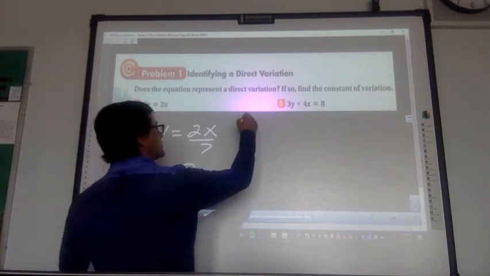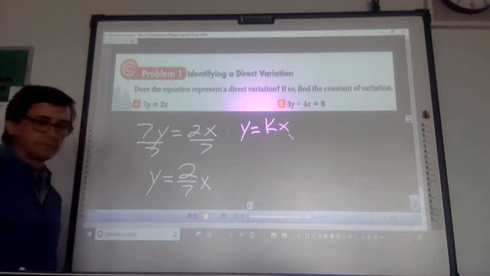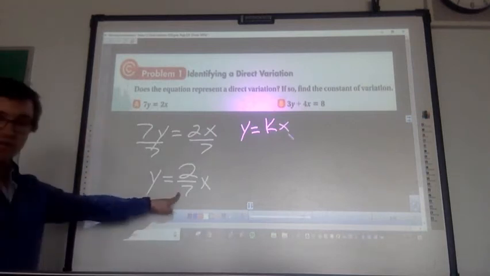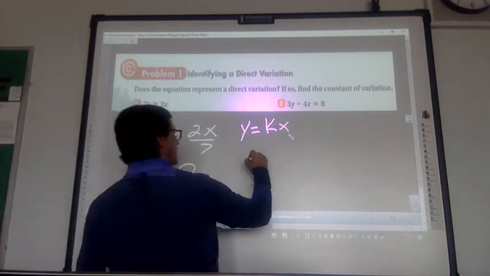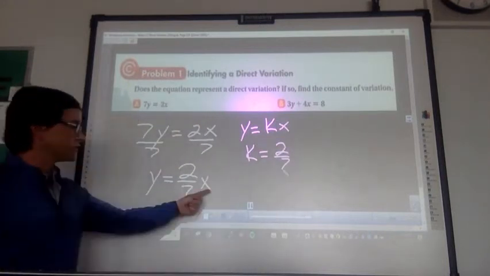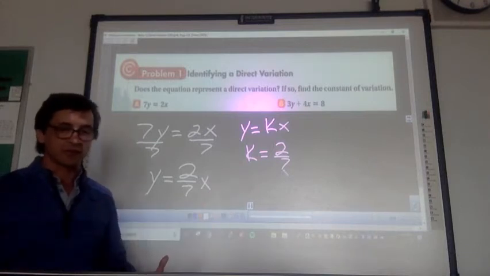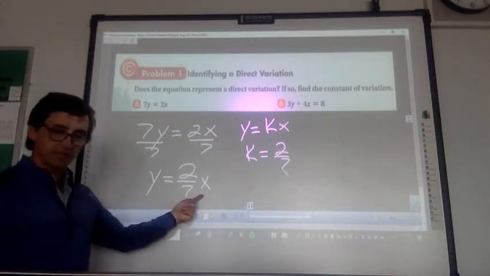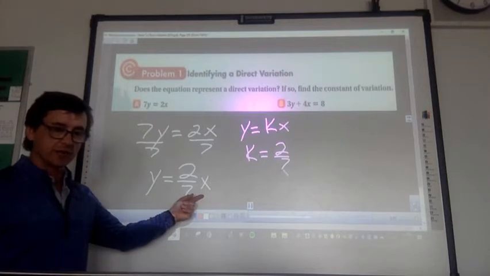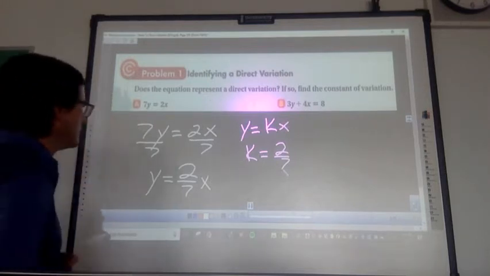Because does this equation look like y equals kx? What's k? K equals 2 over 7. And there's nothing after the x. So when there's nothing after the x, then it is a direct variation, okay?